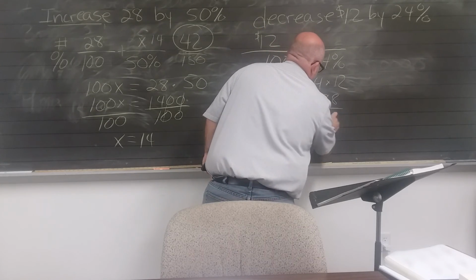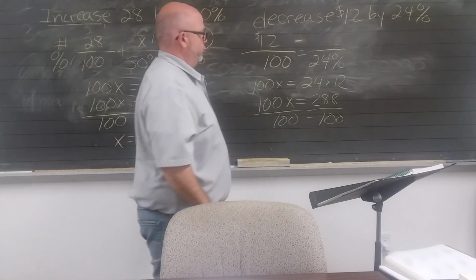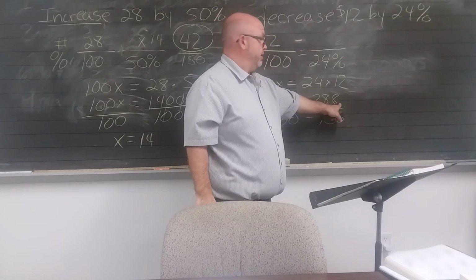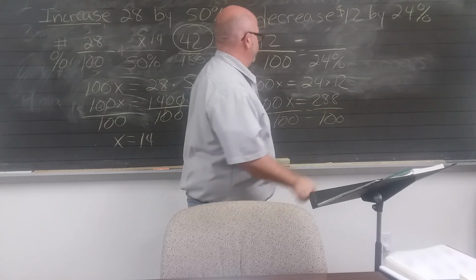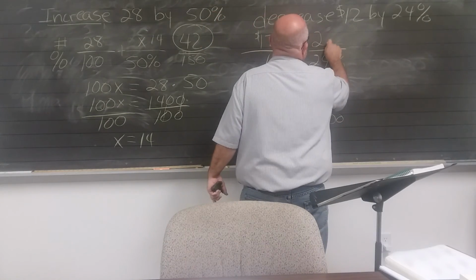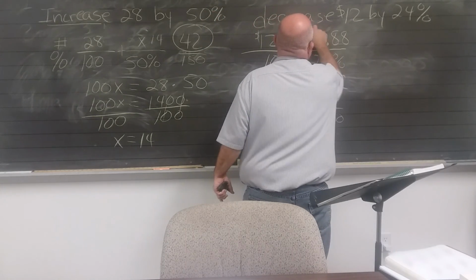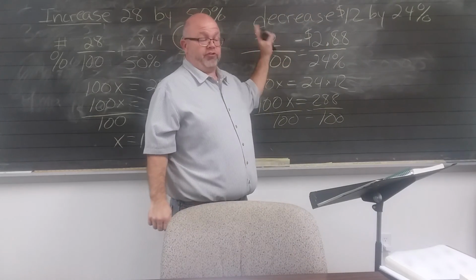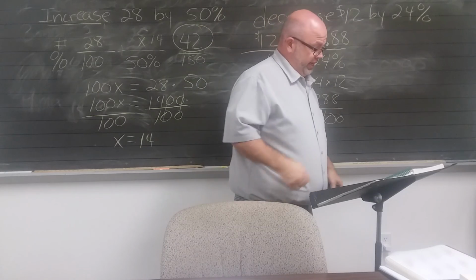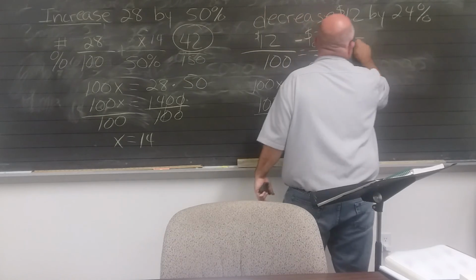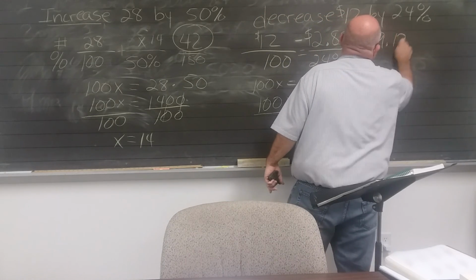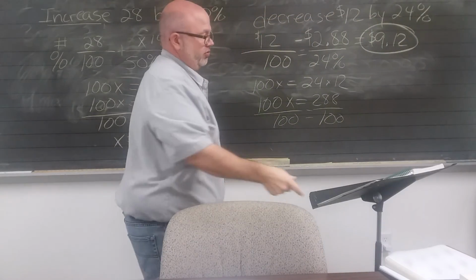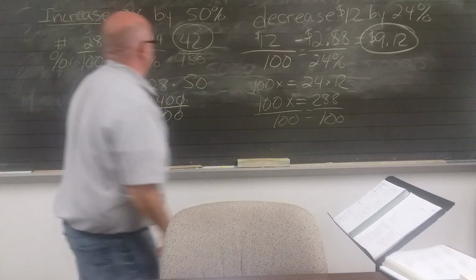What's 288 divided by 100? Your decimal point is here on the 288. Move it over 2 places. $2.88. Your final answer is the decrease. 12 minus 2.88 is $9.12. And that's your answer. So check those out.